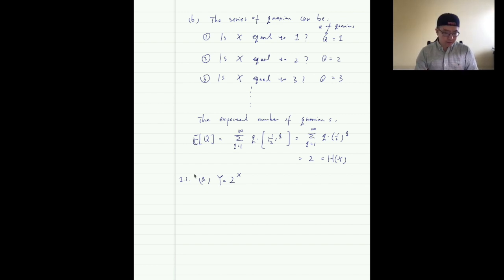So for example, if x and y have a 1-to-1 mapping, then the entropy will not be changed, right? But if they don't have a 1-to-1 mapping, then the entropy might be changed, right?